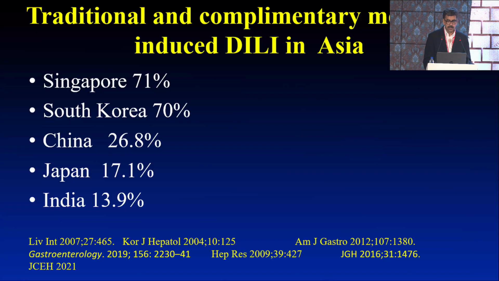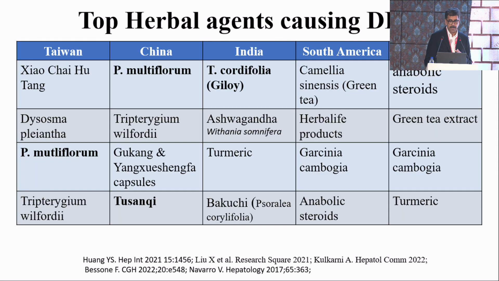Now, switching to traditional and complementary medicine, as I said, it's the second commonest cause of drug-induced liver injury, both in India as well as in USA, and the first commonest cause of drug-induced liver injury in China. And I have listed the proportion of patients due to traditional and complementary medicines. Now, what are the top herbal drugs that cause it? There are so many drugs, and it is very difficult to identify one amongst the many ingredients that develops drug-induced liver injury. And I've listed these from Taiwan, China, India, South America, and Asia.